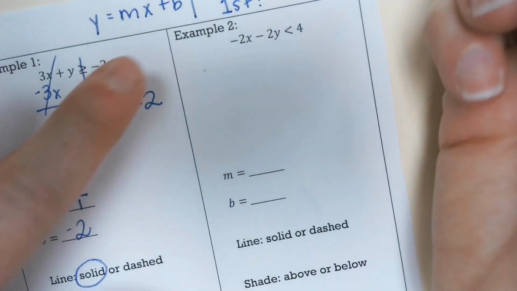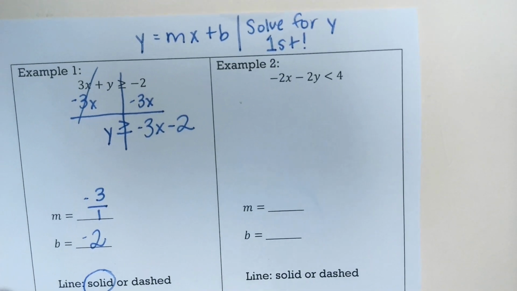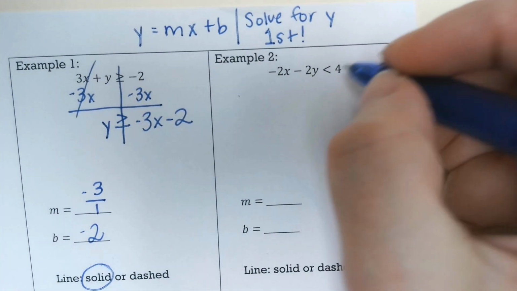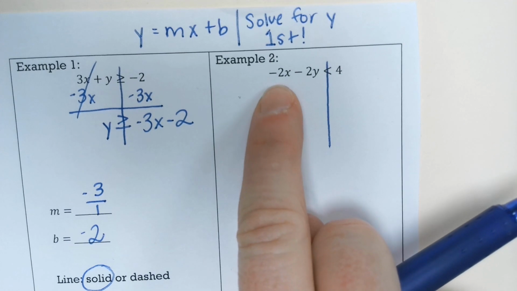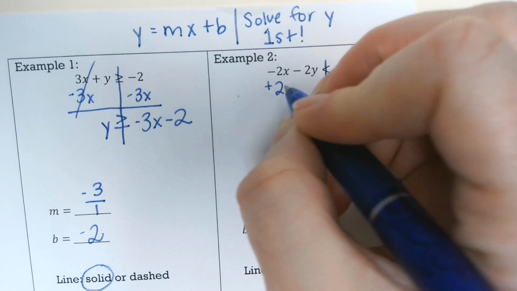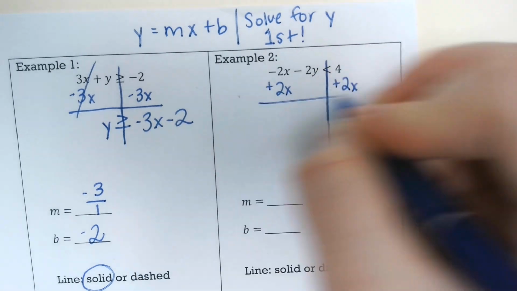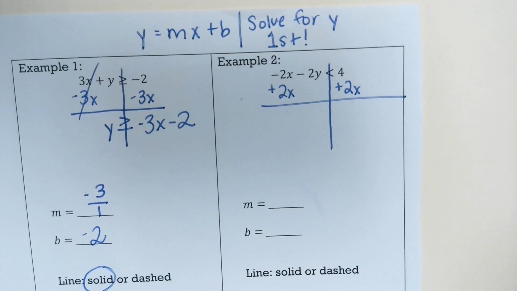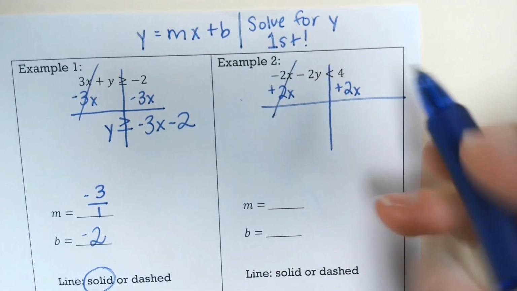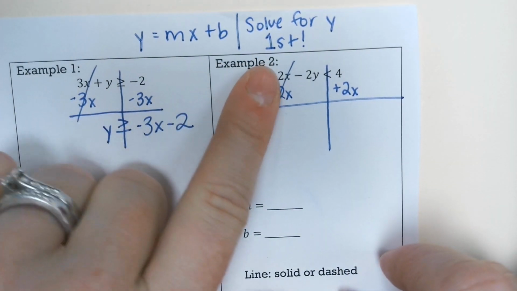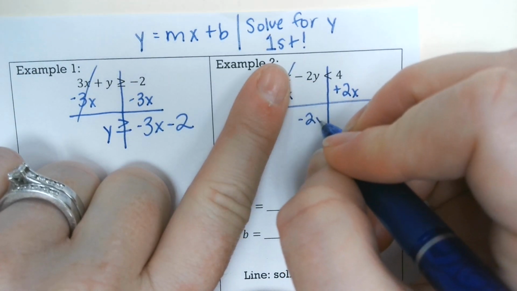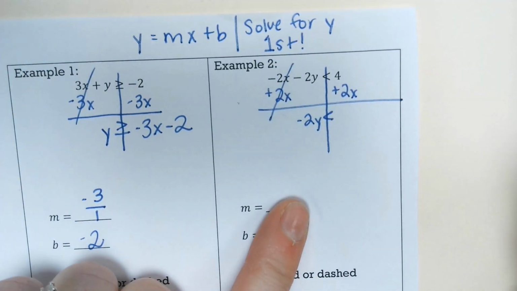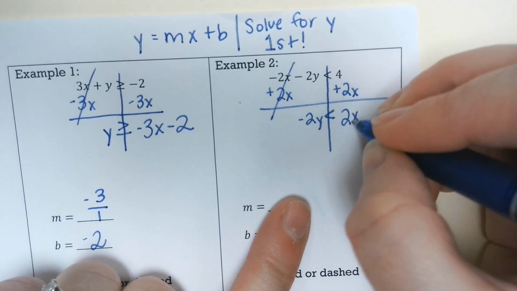All right, example 2. This one is not written in y equals, so we need to solve for y first. So we need to get the 2x to the other side. So I need to do the opposite of negative 2x, plus 2x. That cancels. When there's nothing in front of it, now it's gone. So what is that? Negative 2y is less than, we want it in mx plus b form, so that's 2x plus 4.